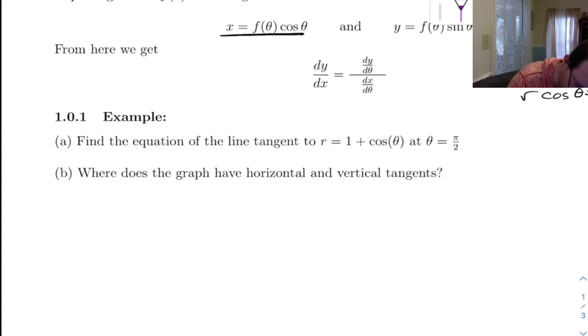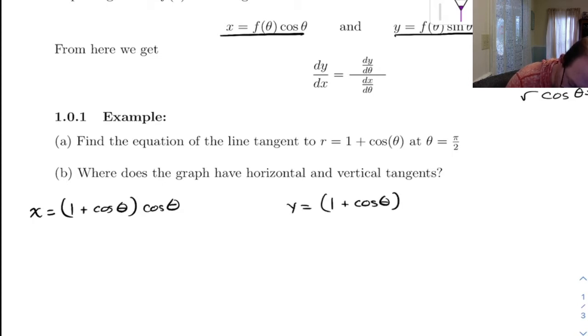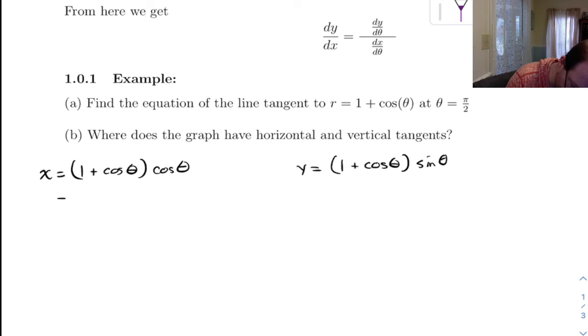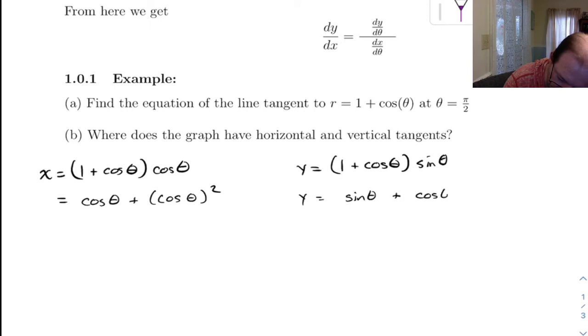Okay, this is going to get a little bit messy, but first up we have to use this to come up with our x and our y. So x is going to be 1 plus cosine theta times cosine theta, and y is going to be 1 plus cosine theta times sine theta. All right, so now multiply that out. We get cosine theta plus cosine theta squared. And y gives us sine theta plus cosine theta sine theta.